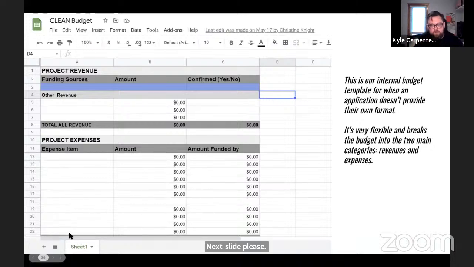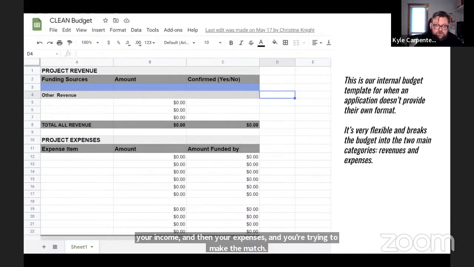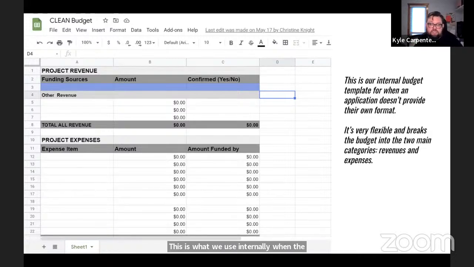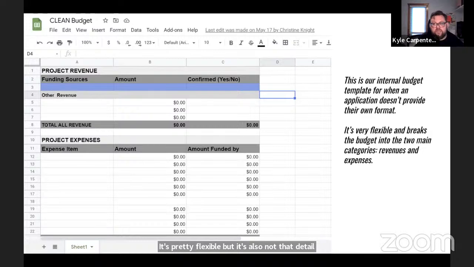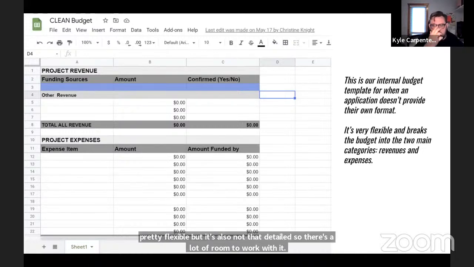So this is the basic form of a budget, right? Where you're listing, like Jordan was saying, your revenues, your income, and then your expenses, and you're trying to make them match. This is what we use internally when the funder hasn't provided their own template. This is just our baseline. We need to show some numbers. We'll use this as a document. It's pretty flexible, but it's also not that detailed, so there's a lot of room to work with it. But if we go to the next slide, please.